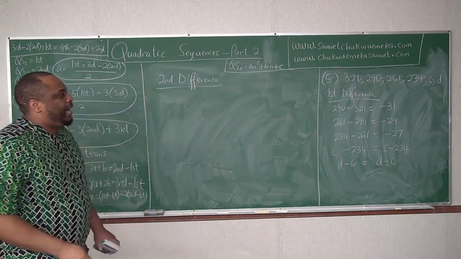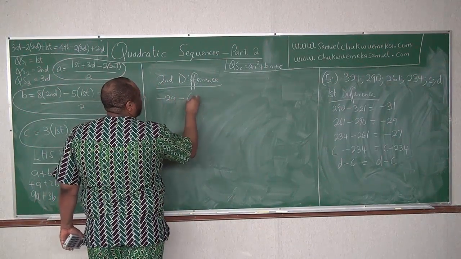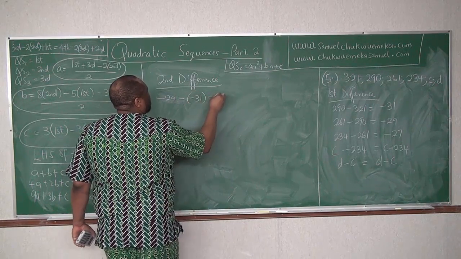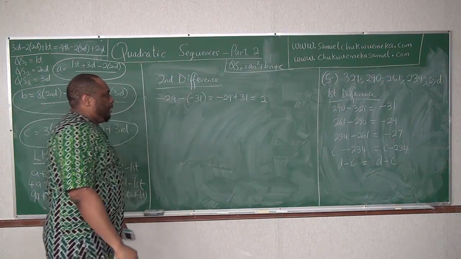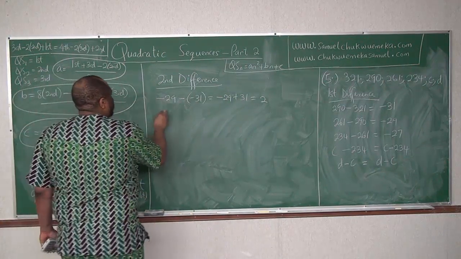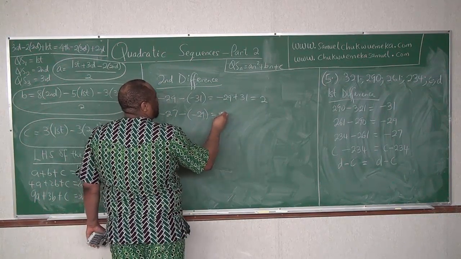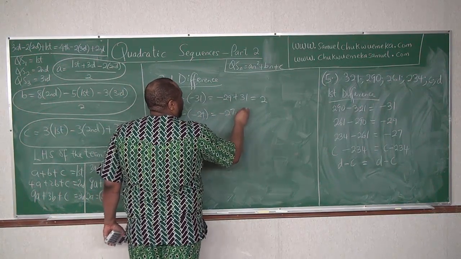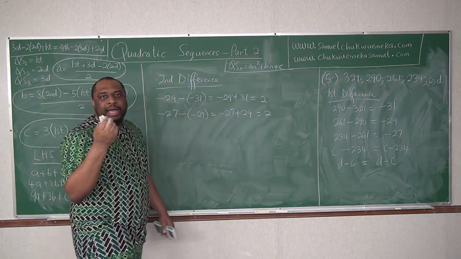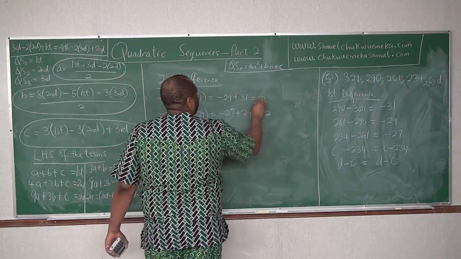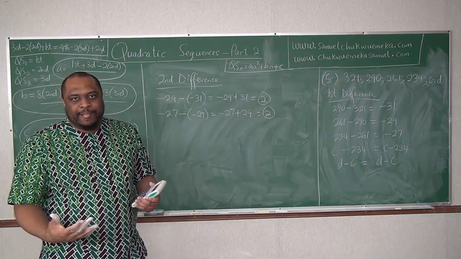We have minus 29, minus 31. Okay, so this is minus 29 plus 31, and that gives us 2. Minus 27 minus 29 gives us minus 27 plus 29, and that gives us 2. As you can see here, I'm using yellow chalk to circle. This tells us that it is a quadratic sequence.